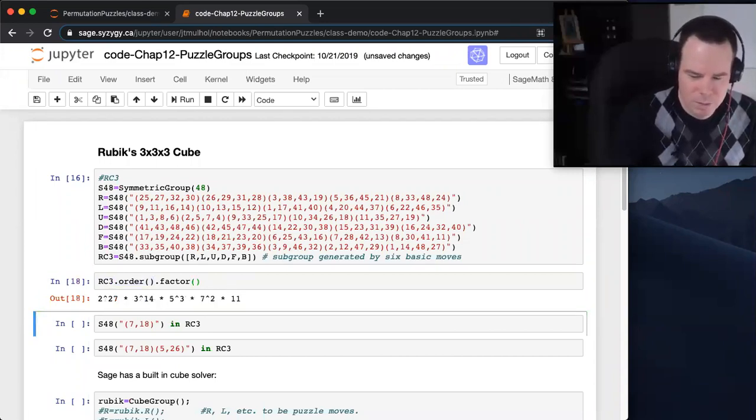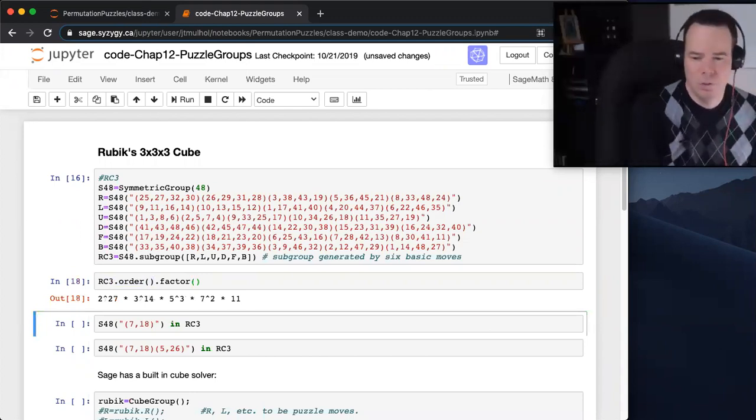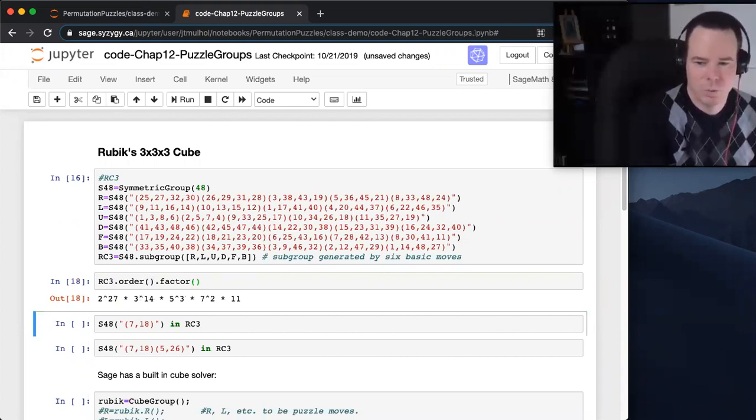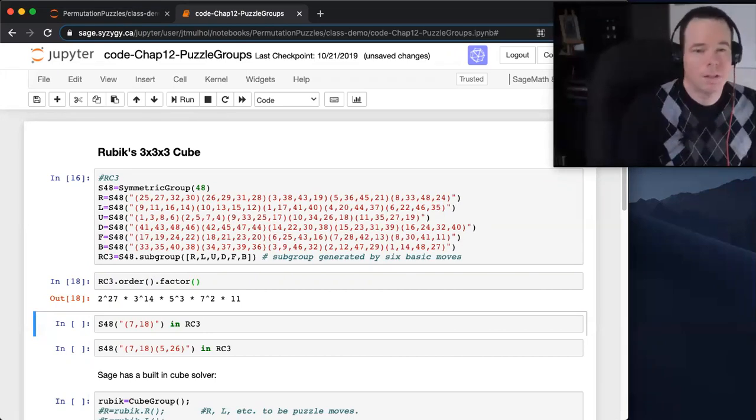When I factor it, I get that factorization, which I used last day: 2 to the 27, 3 to the 14, 5 cubed, 7 squared times 11. And so that's how big our Rubik's Cube group is. That's all possible configurations there are of the Rubik's Cube, and there it is in factored form. Okay, so that's the first thing we can do.